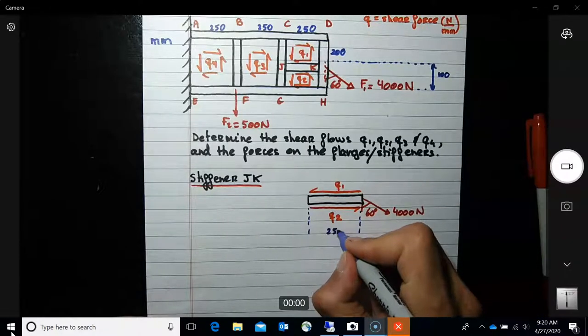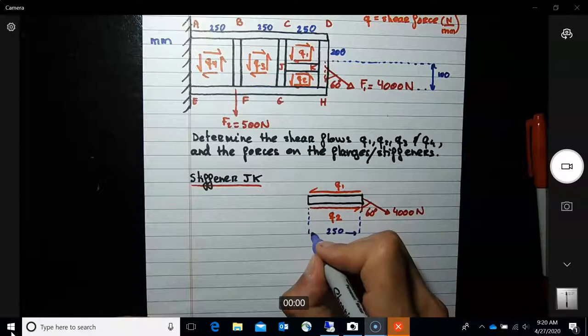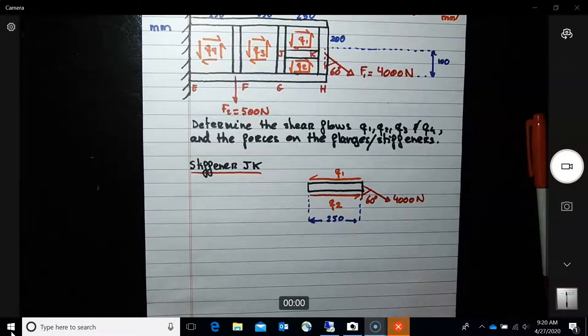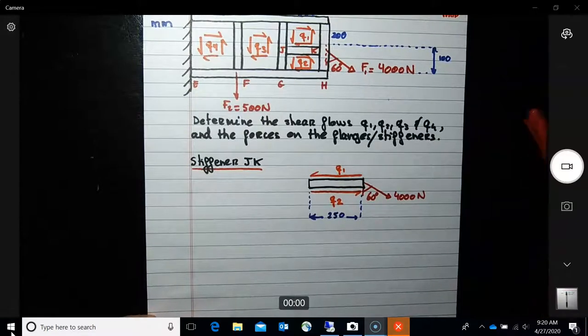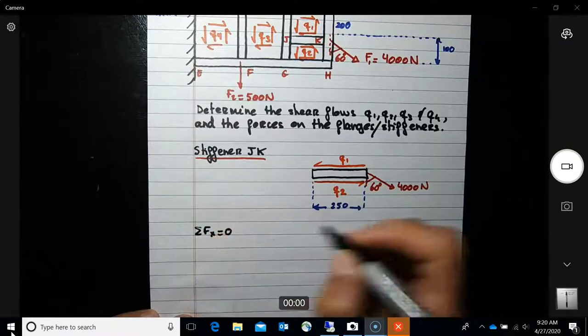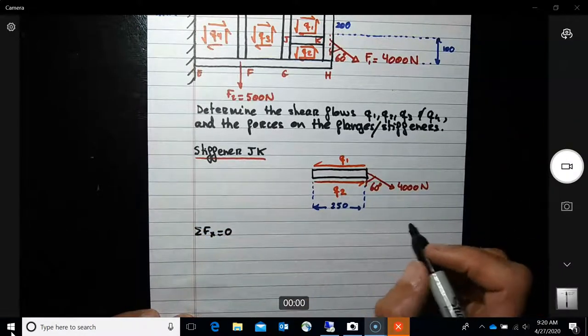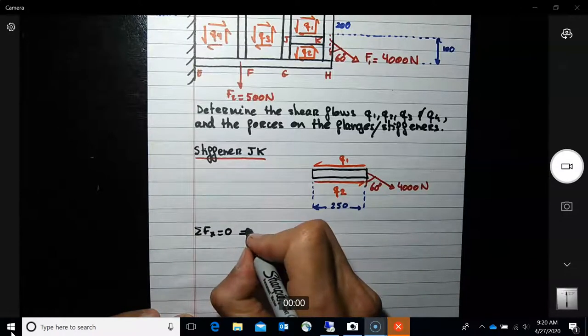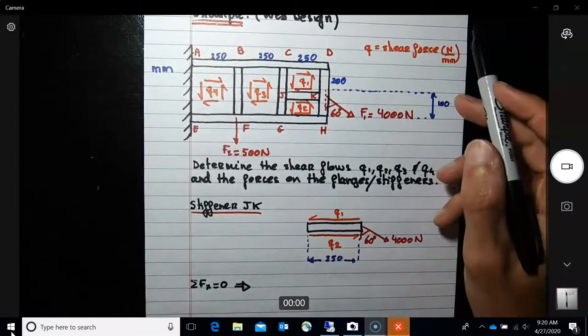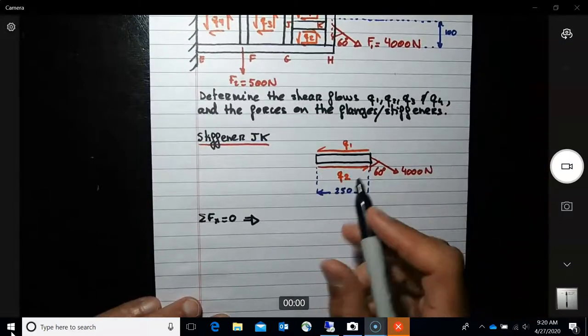It is 250 millimeters. Okay, so since the only equation we can use is summation of forces, let's say on the x direction, would be equal to zero. So this will give you what? We start from zero, we know shear is force per unit length, so we'll give you what?